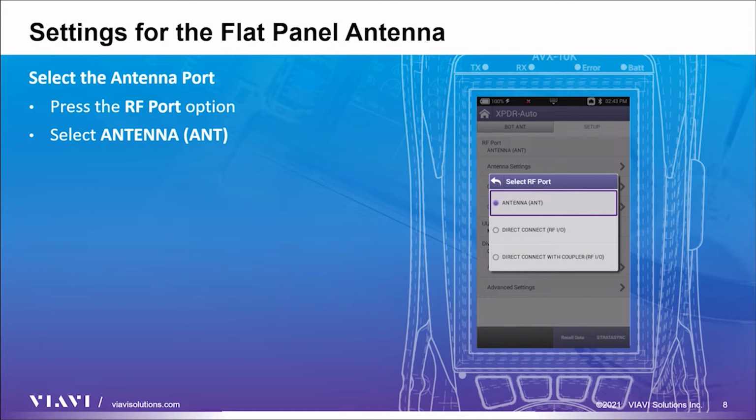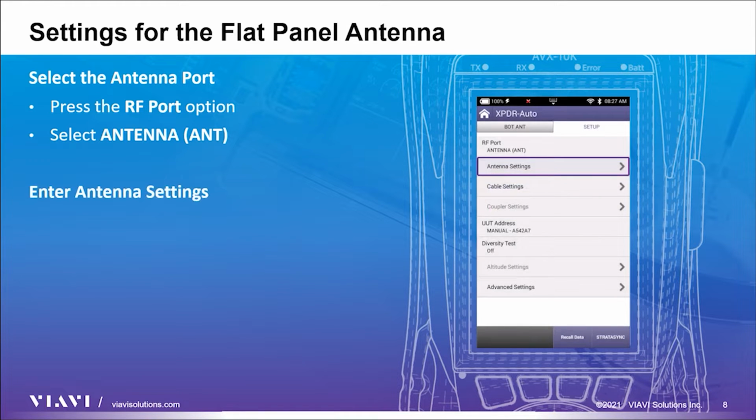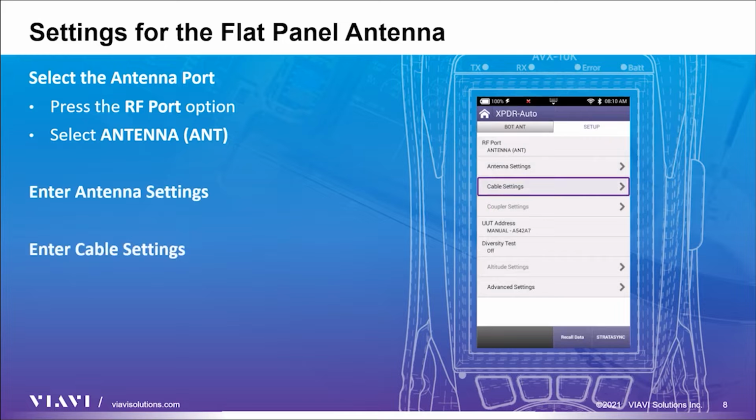The ANT identifies which RF port to plug the antenna into. Note, care should be taken to avoid interference with ATC or nearby aircraft when performing radiated, over-the-air, testing of ADSB transponders in the airborne condition at any test altitude above field level. The two settings related to the antenna are antenna settings and the cable settings.